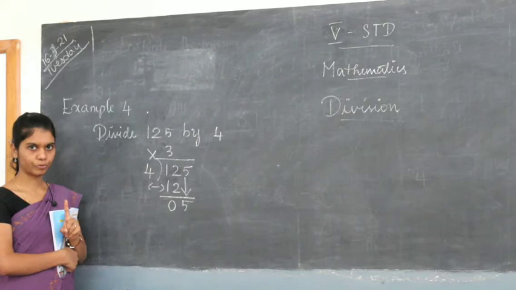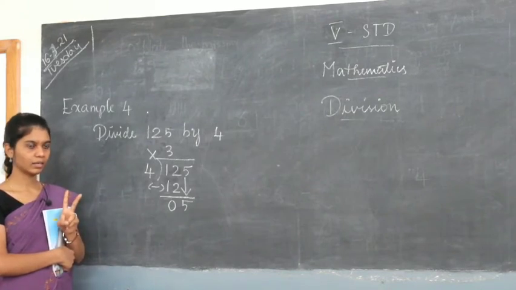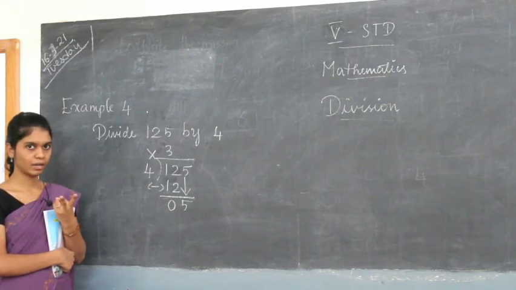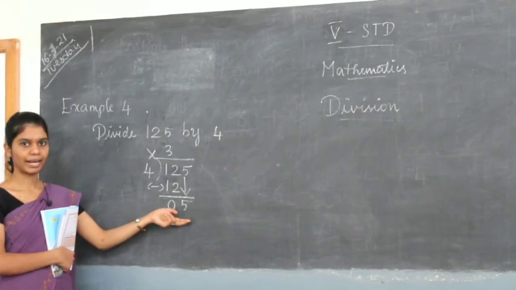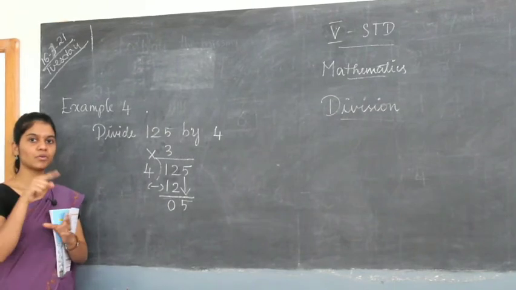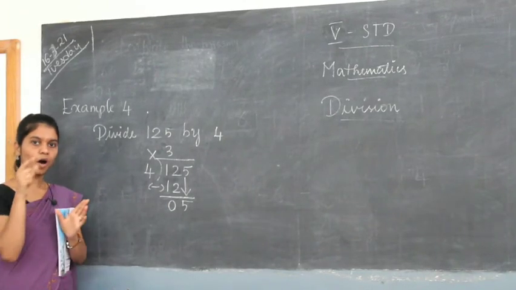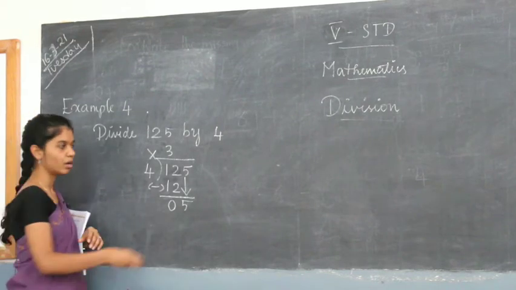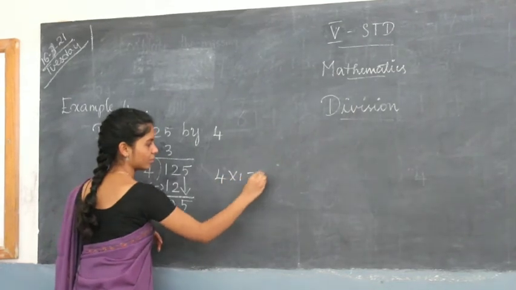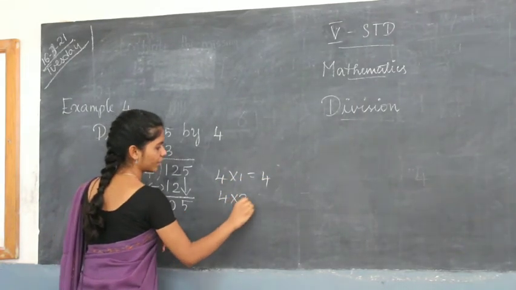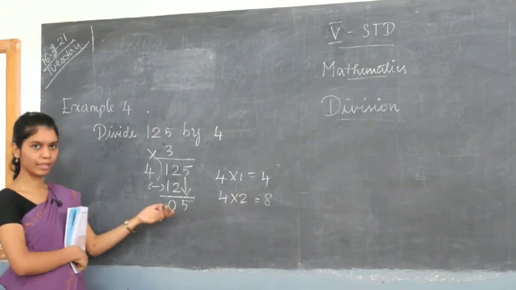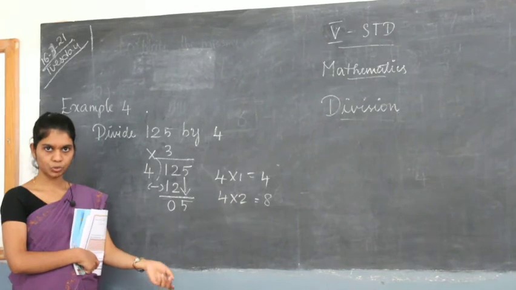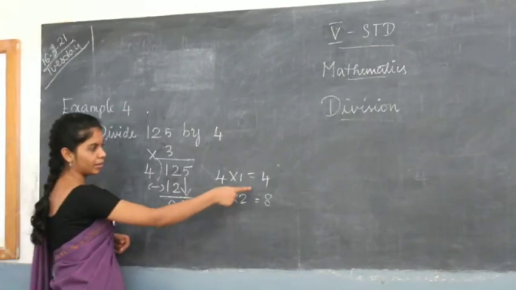4 ones are 4, 4 twos are 8. See, you got 4 ones are 4, 4 twos are 8, but you didn't get 5, right? So 5 lies between 4 and 8. You got a small number, after that you got a big number, but you didn't get 5. But you know that 5 is between 4 and 8.